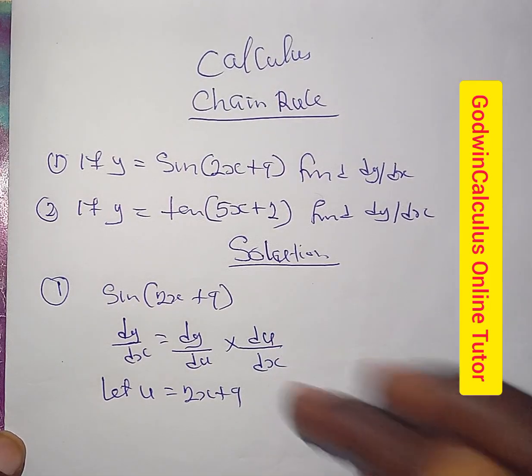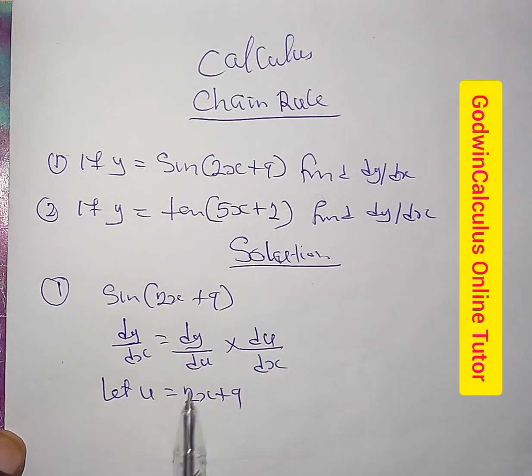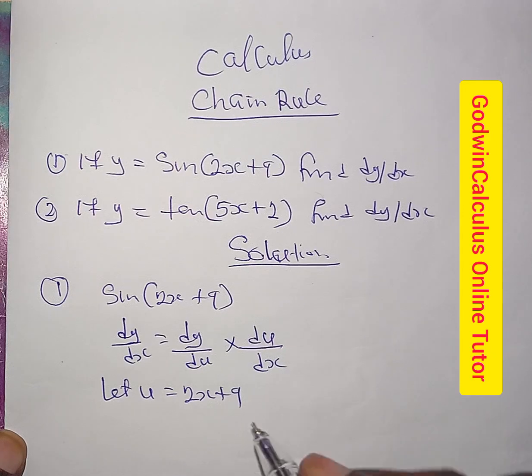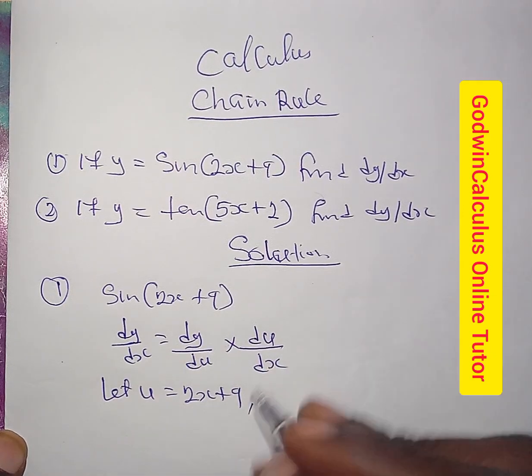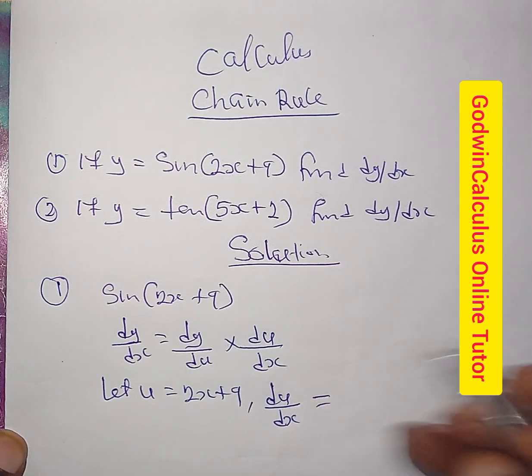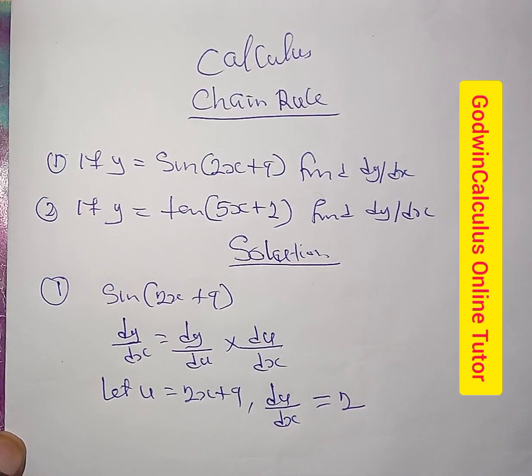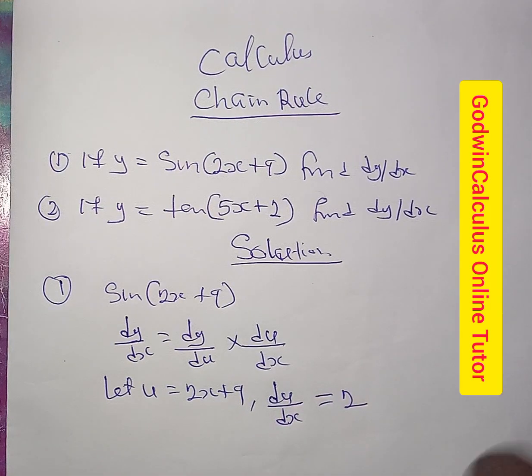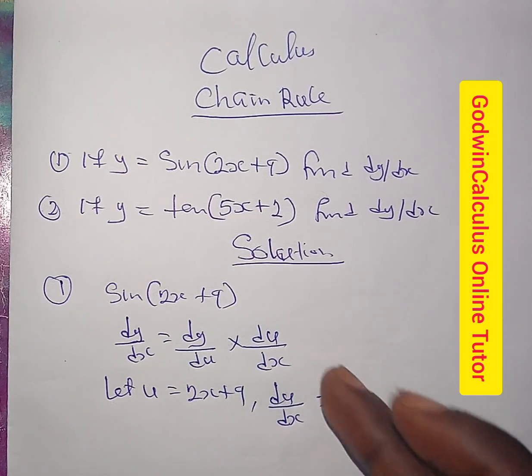We're going to find our du/ds. To find our du/ds, we're going to differentiate u, which is 2s plus 9. If we differentiate u, we're going to have du/ds is equal to 2, from the rules of differentiation. Now I've gotten our du/ds.